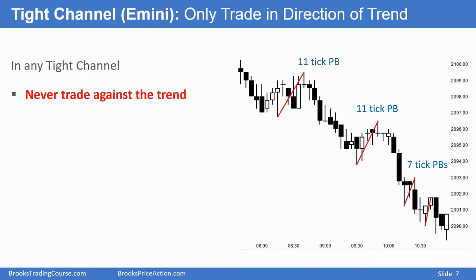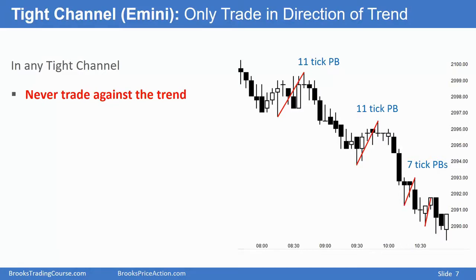In any tight channel, never trade against the trend, even with limit orders. If you buy this low and you scale in lower, it never comes back to your first entry price. The gap stays open, you lose. So even scaling in, you lose. So you can't even make money with limit orders.